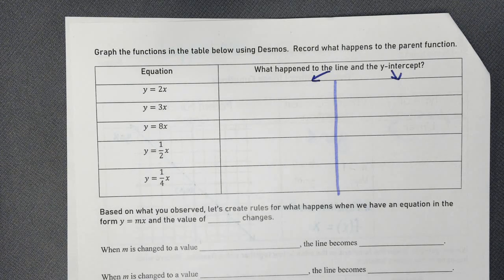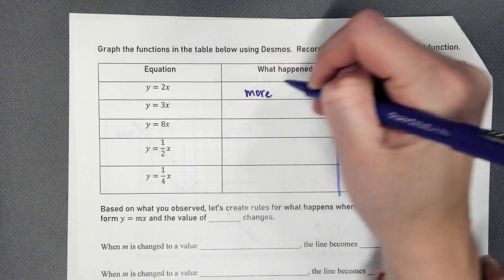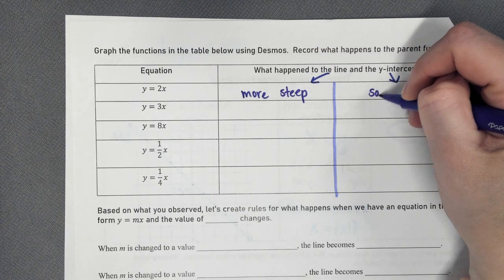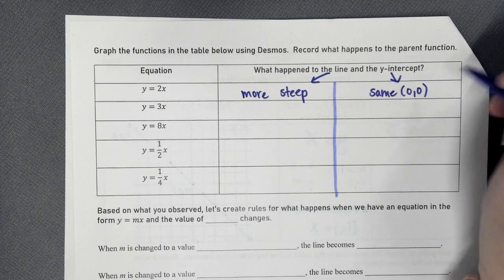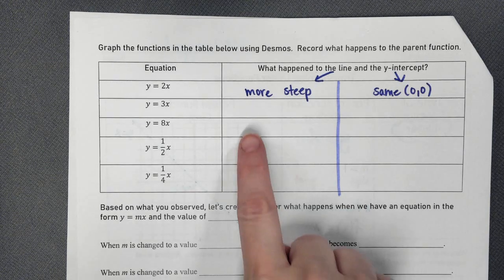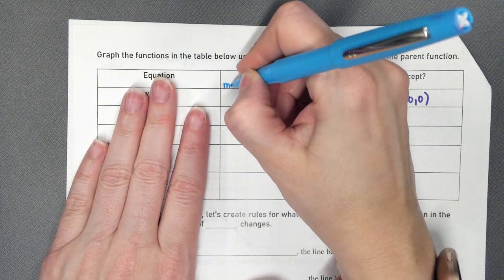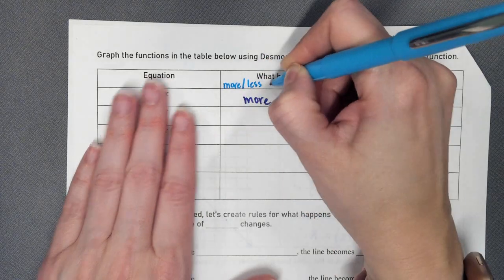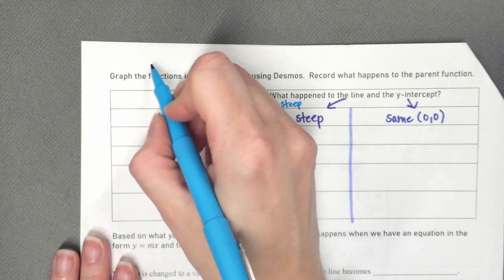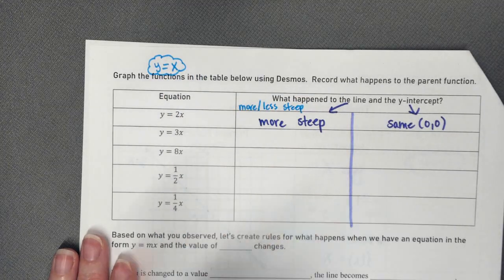Okay, so when we looked at the line, this line was steeper, so we're going to write more steep, but the y-intercept stayed the same. Okay, so it was the same. It was at 0, 0. Okay, so I'm going to have you get a Chromebook, and then in this column, you're either going to tell me more or less steep. And again, I want you to compare it to this line. So you're going to have to graph this line first and compare each one.